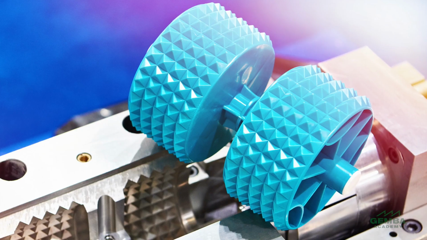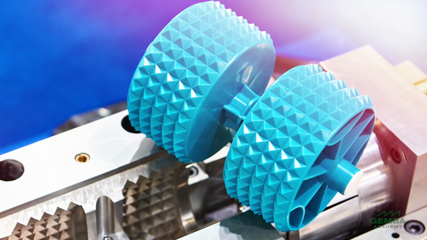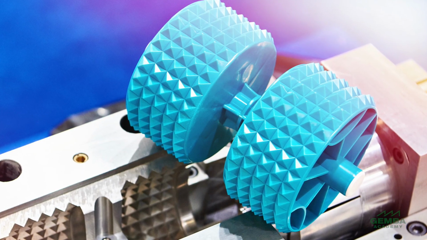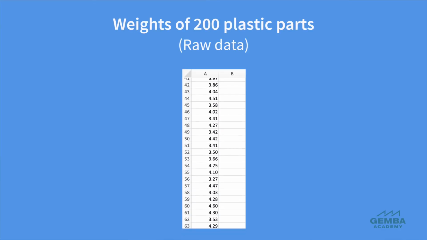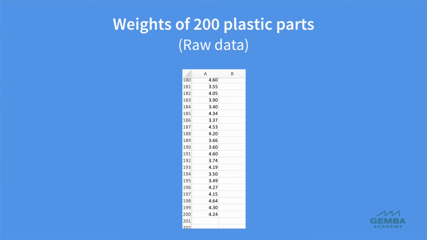To illustrate the power of graphs, let's imagine it's Monday morning and our manager asks how our plastic molding process is performing. Specifically, she's interested in how consistent the weights of these plastic parts are. She shares some weight data of 200 parts that were randomly sampled and weighed over the last few days of production. It's very difficult to look at this much raw data and come to an accurate conclusion.